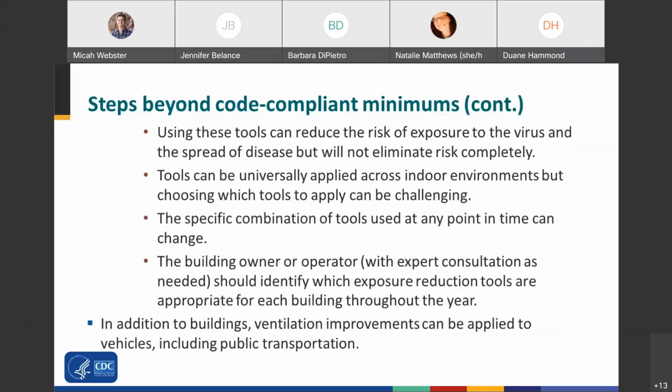So just some more details about steps beyond code minimum. Using these tools can reduce the risk of exposure to the virus and the spread of the disease, but it doesn't eliminate risk completely. Tools can be universally applied across indoor environments, but choosing the right tool can sometimes be challenging. A specific combination of tools at any point in time can change, and the building owner operator, with expert consultation as needed, should identify which exposure reduction tools are appropriate for each building throughout the year. In addition to buildings, ventilation improvements can be applied to vehicles, including public transport. Next slide, please.